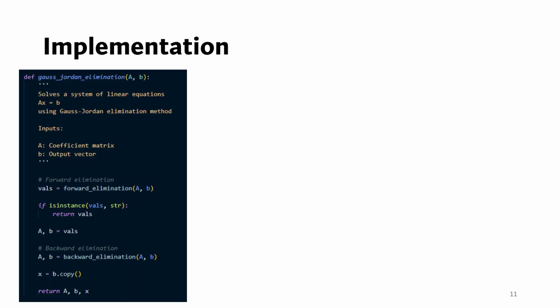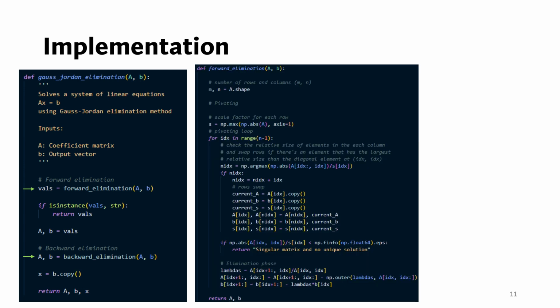Let's see how we can implement this method in Python. We write a Gauss-Jordan elimination function. It takes the coefficient matrix and the output vector as inputs. In the function, we run the forward and backward elimination steps and return the matrix A, vector B, and the solution vector X. The forward elimination method is the same as described in the Gauss elimination video. Here we only wrote it inside a function for repeated use.